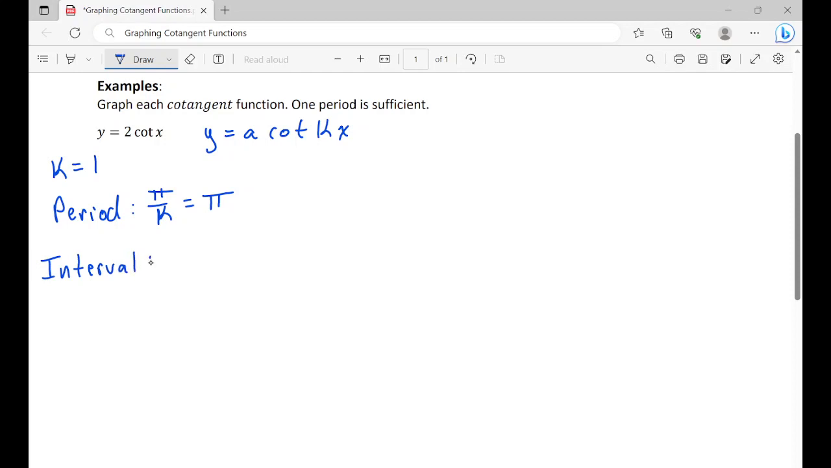Now the interval is typically from 0 to pi over k. Since k is 1, the interval is going to be 0 to pi. This also corresponds to the vertical asymptotes. So 0 happens to be a vertical asymptote, and so does pi. So now we can graph it.